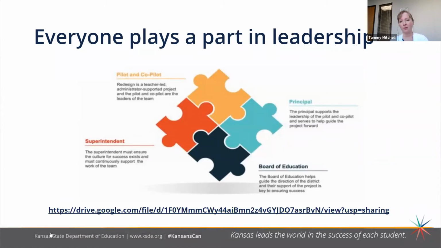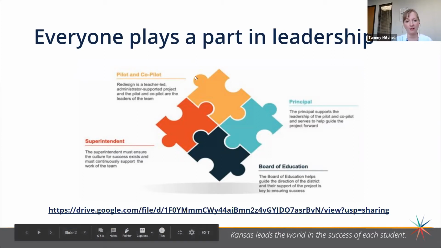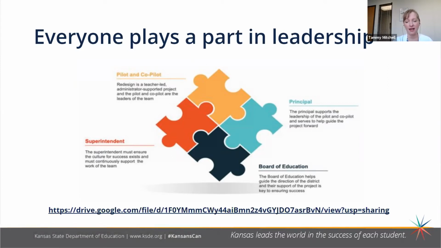And so everyone plays a role in leadership. You've got your pilot and co-pilot and the teachers on the different teams. And Redesign is a teacher-led, administrator-supported project, okay? So the role of the principal is to support the pilot and the co-pilot, and the principal has the role of helping to guide the project forward.